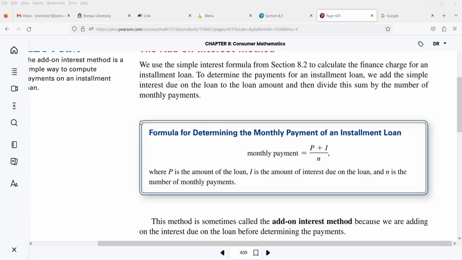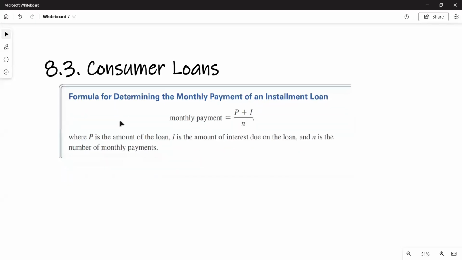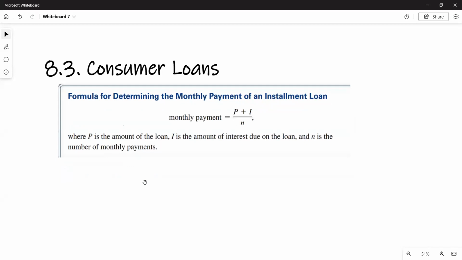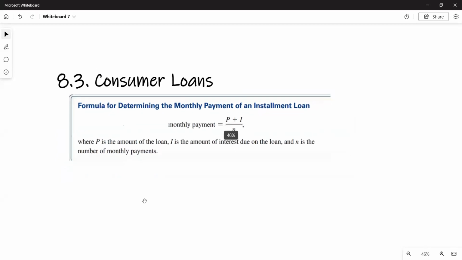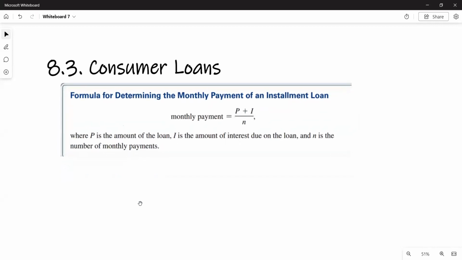So I'm going to copy this box of how to determine the monthly payment of an installment loan. That is a loan with fixed payments. So the monthly payment is going to be the amount of the loan plus the interest over the number of monthly payments. So in example 1, we're going to find the monthly payments. This is example 1 on page 409.